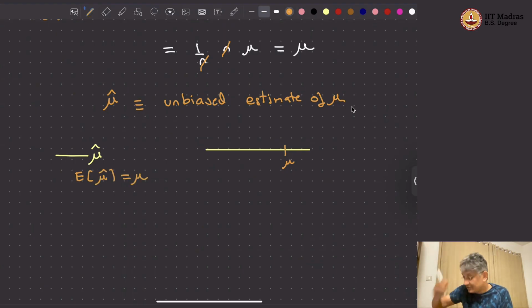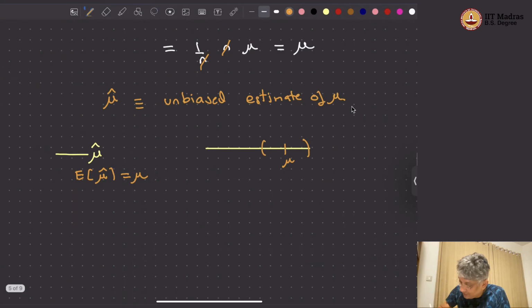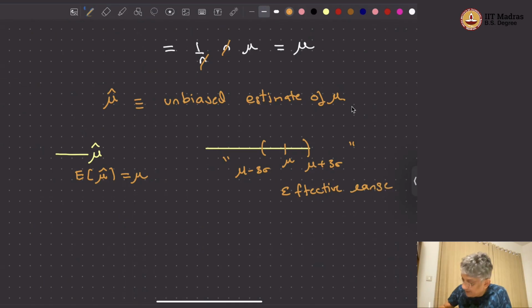You say an estimator is good if it has small variance. That is, if the variance of mu hat is small. Then you could potentially say that mu minus 3 sigma to mu plus 3 sigma is the effective range of mu hat. So this is one way of assessing the model. If you compute the variance of mu hat, you're in business. Let's go check. So how does one do that?